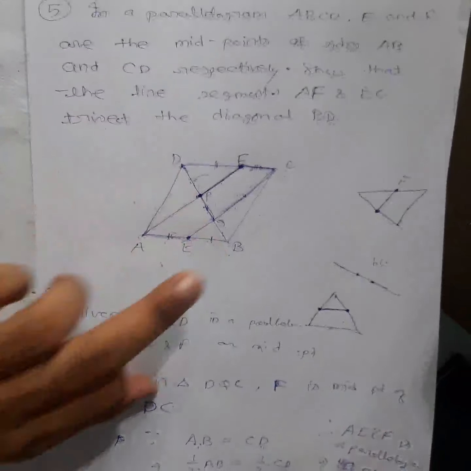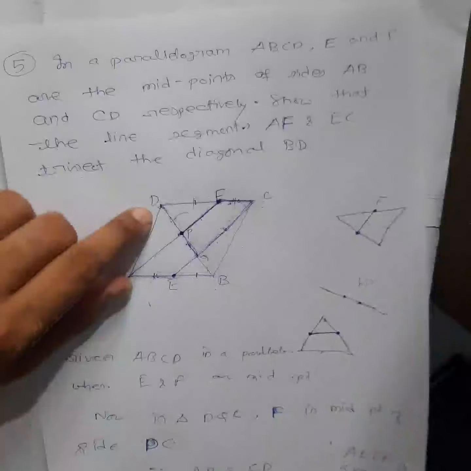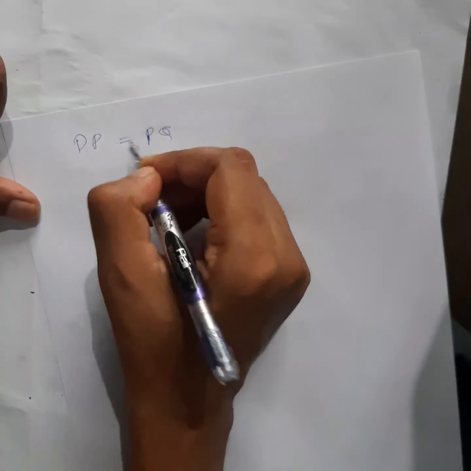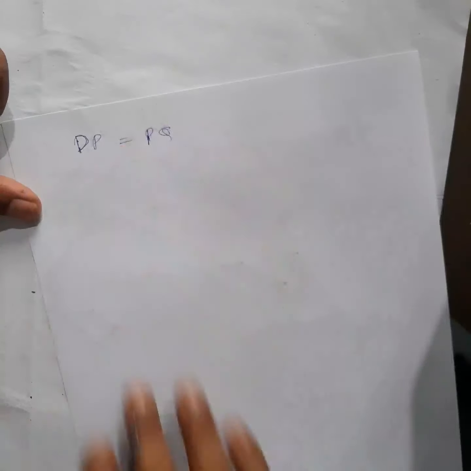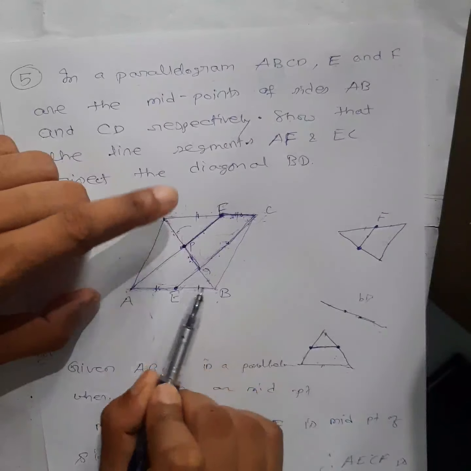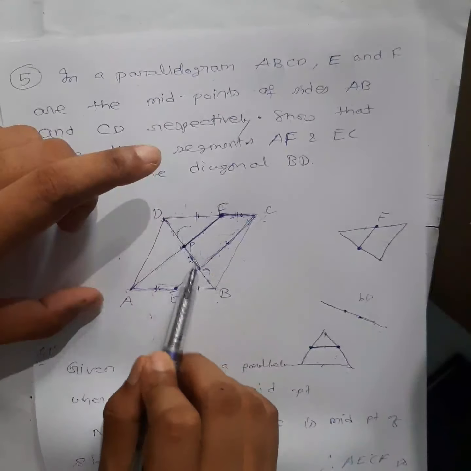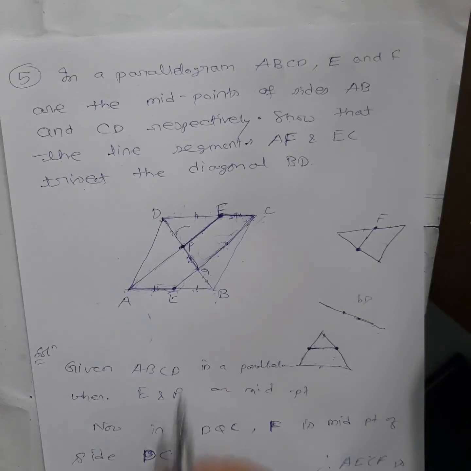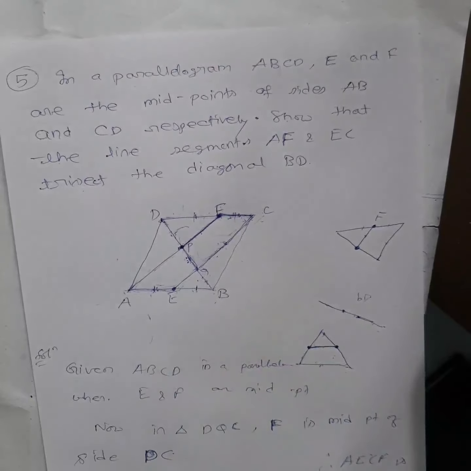So if this is midpoint, can I write? Therefore, DP is equal to PQ. Now I just have to show this and this also equal. If I can show this and this equal, then can I say or not? They are all equal. Means AF trisect EC I can say. Okay. So to show this two equal, what I will do? I will not prove again.